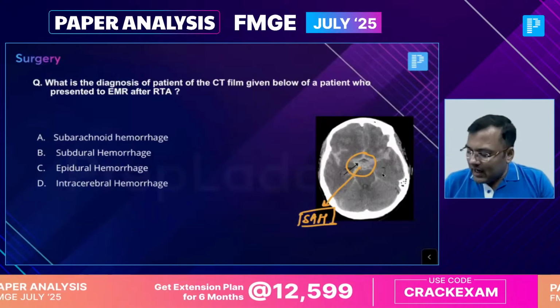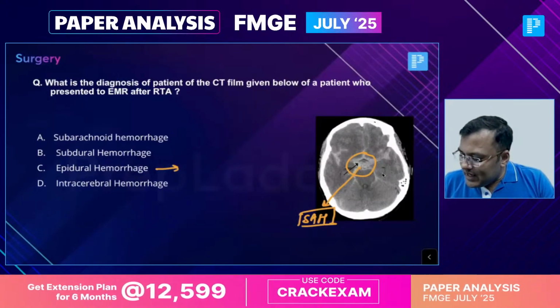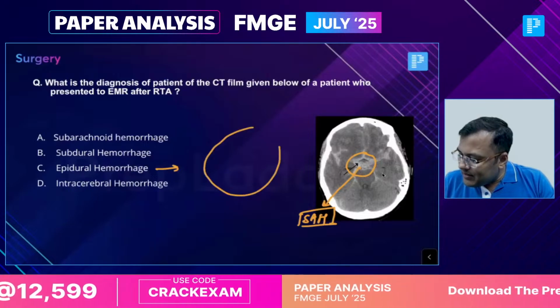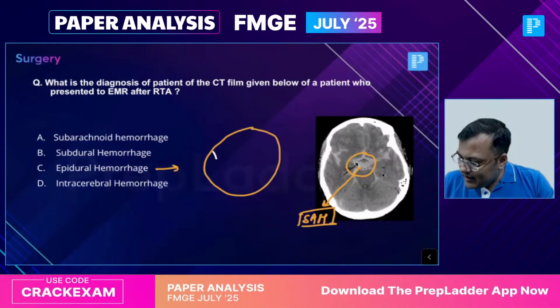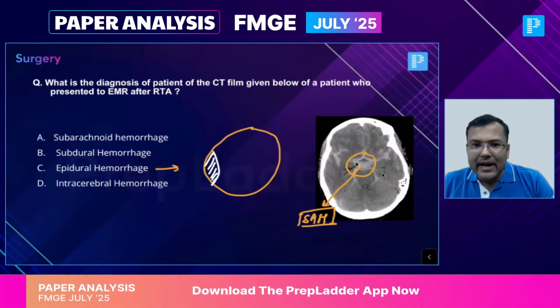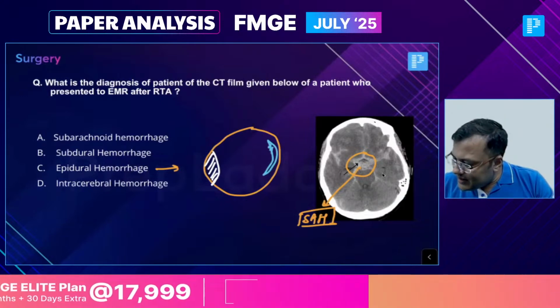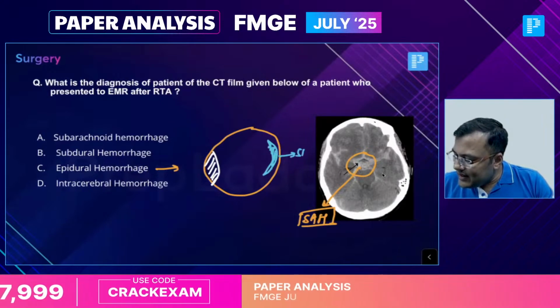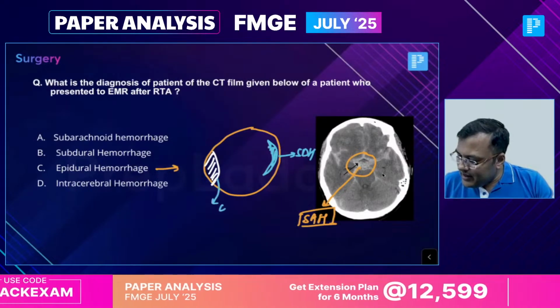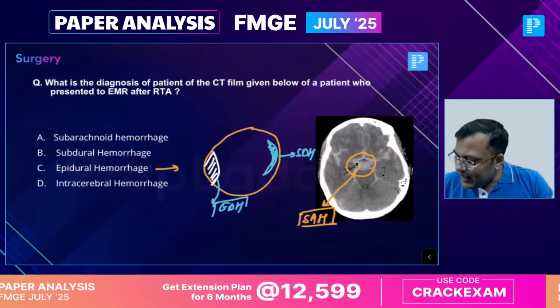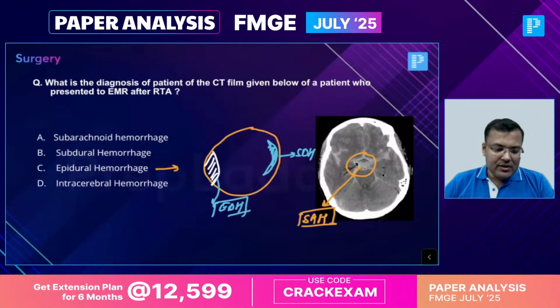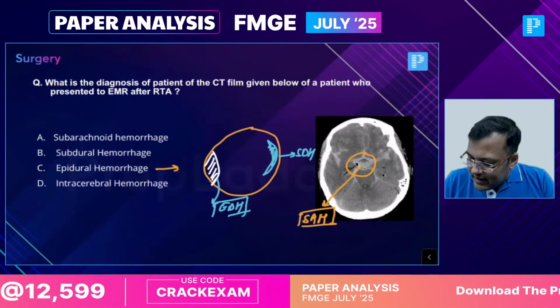And if it was EDH, what kind of appearance is there in EDH? The appearance is something like this. It is biconvex. And if it was SDH, in SDH this kind of appearance is there. So this is SDH, this is EDH, extradural or epidural, and here this is subarachnoid hemorrhage. So it is subarachnoid hemorrhage. Correct answer is option A.